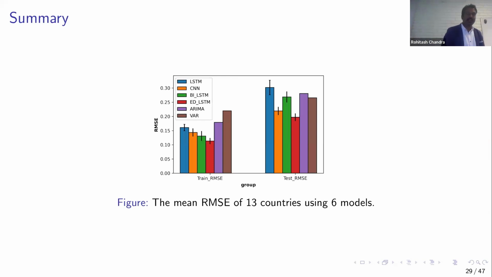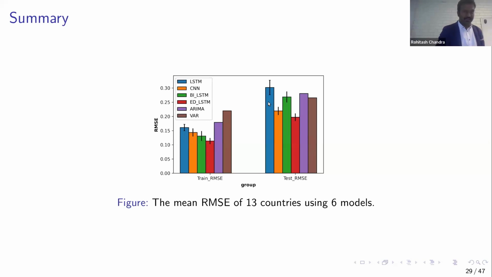It's basically a summary figure of all the models. And we see that the LSTM is doing quite good in the training set, and the others as well, encoder-decoder LSTM. The encoder-decoder LSTM is doing quite well in the training, and it's also the best in the test. So that's why we consider the encoder-decoder LSTM the best model. And if you see VAR and ARIMA, they are doing quite poorly in the training and also in the test.